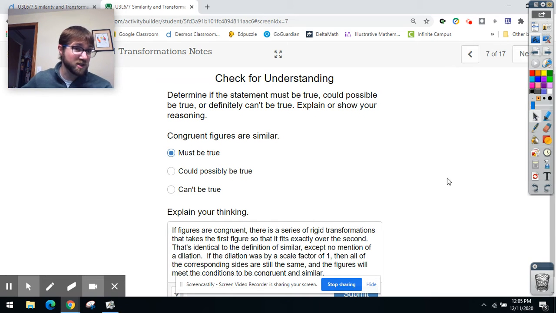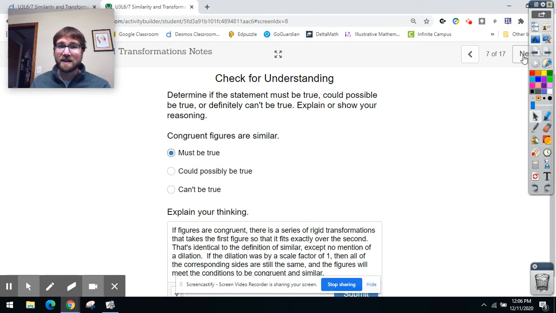Congruent figures are similar all the time. Every single congruent figure is also similar, because congruence means that there are rigid transformations that take one figure and make it fit exactly over the second, which is darn near close to the definition of similar, except it doesn't say anything about dilations. Well, to be similar, if you throw in a dilation of, say, 1, then yeah, the scale factor is 1, and the shapes still have the same corresponding side lengths, and so that's both congruent and similar.